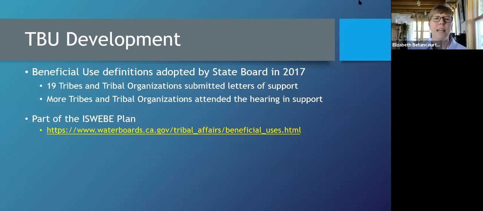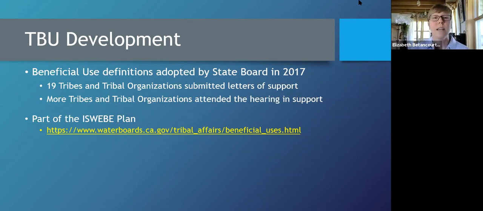And I'm sorry, ISWEB should be inland surface waters, estuaries, and bays. I don't know what the last E is, I forget that one. But anyway, it's a very large conglomerate of policies related to mercury, actually.